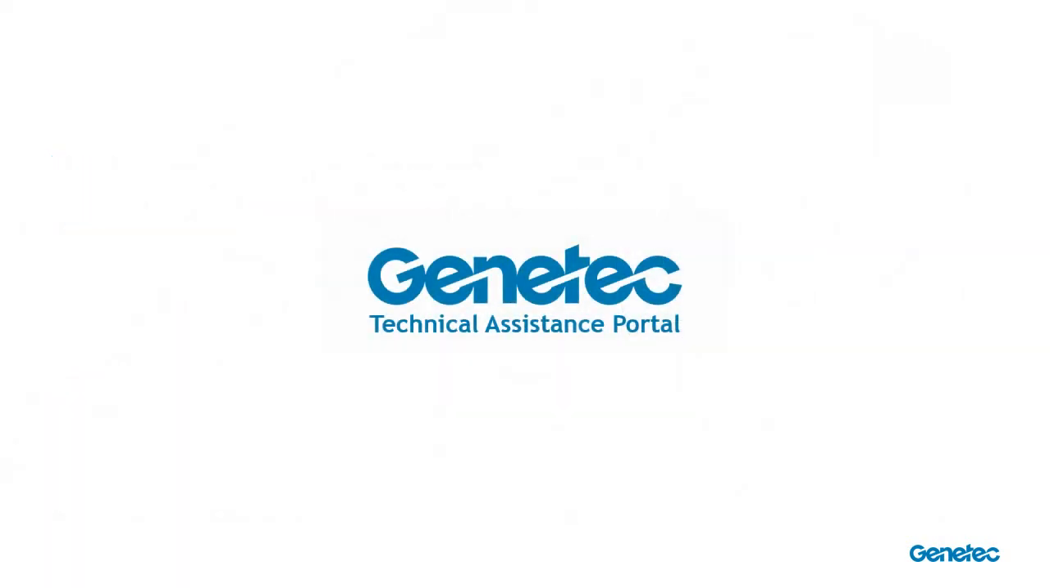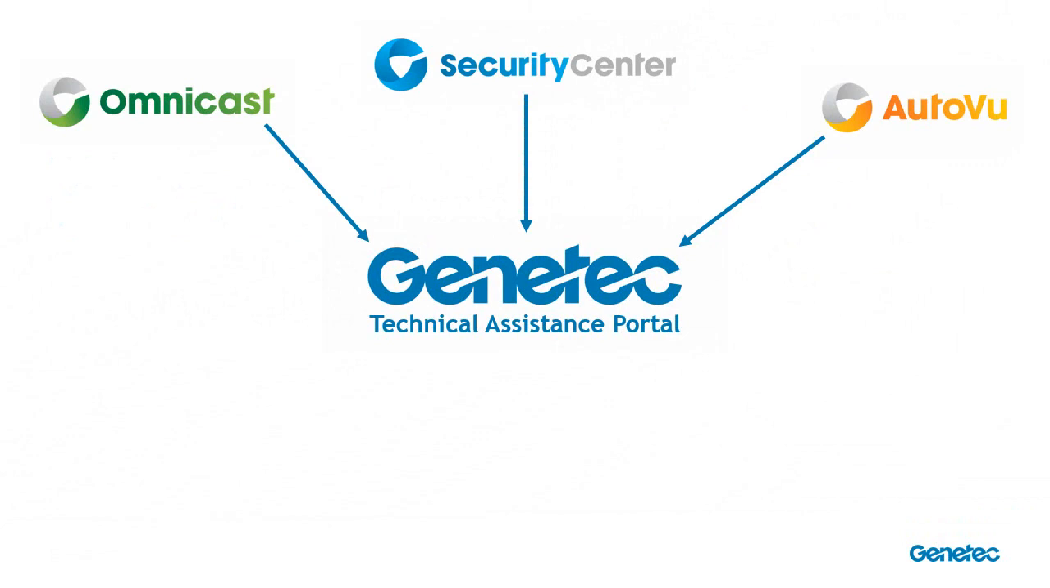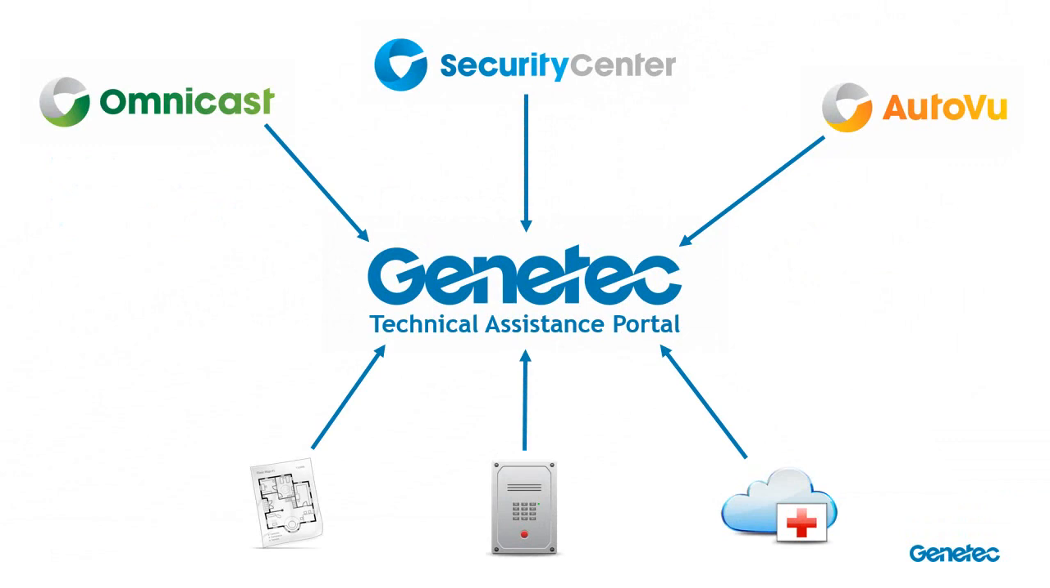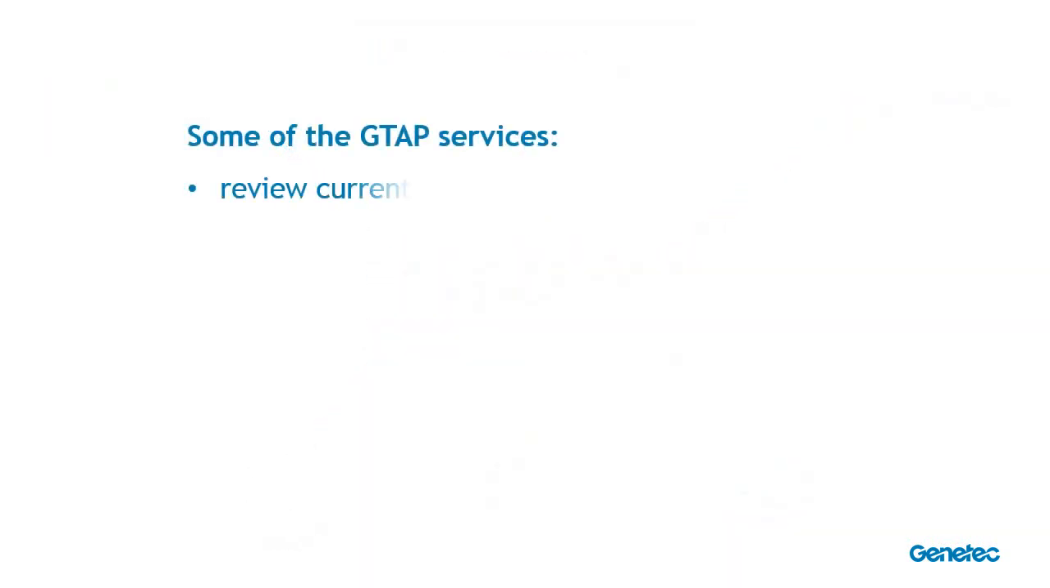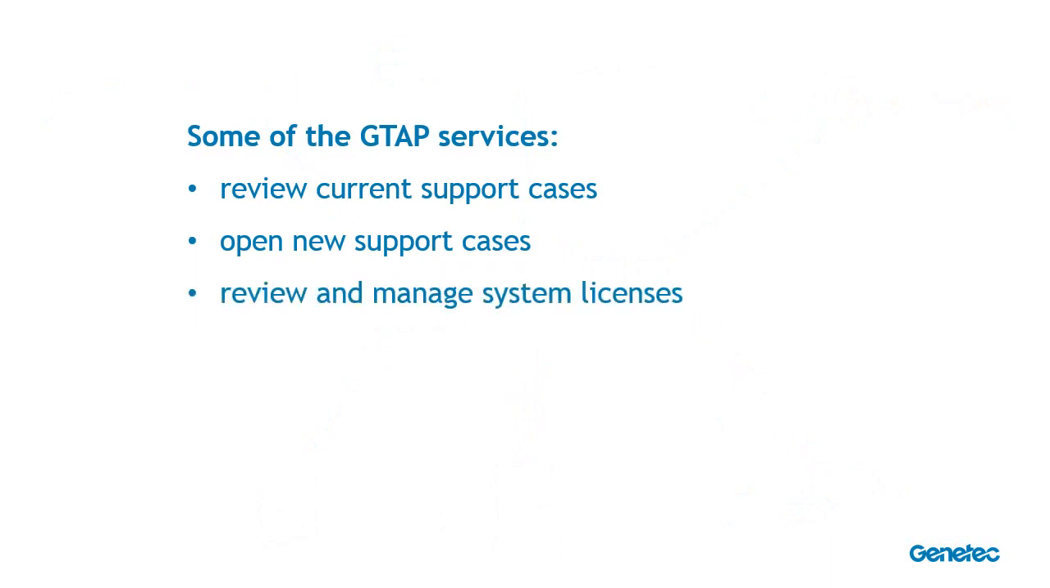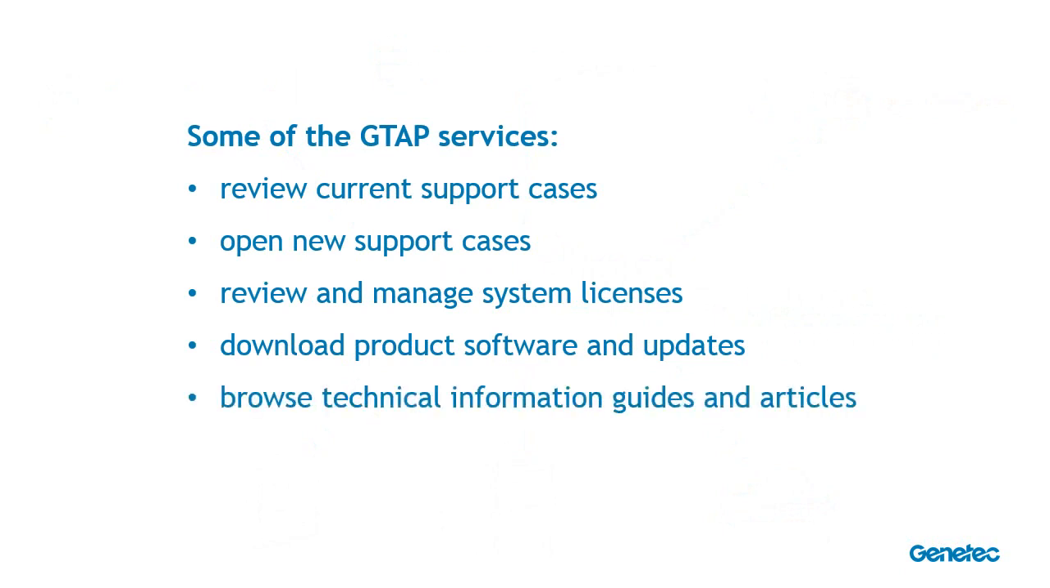The GTAP is a collection of all the information you will need to configure and maintain your Genetec Security Center, Omnicast, or AutoVu system, or any one of our additional software modules, such as Plan Manager, Sipelia, or the System Availability Monitor. From the GTAP, you can review your current support cases, open new cases to send to the Genetec Technical Assistance Center, review and manage your system licenses, download any product software you need, and find a wide range of technical information, such as installation guides, product feature articles, and training videos.